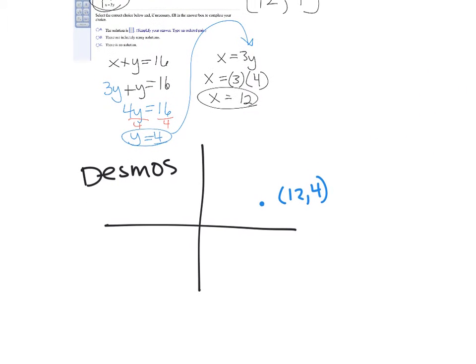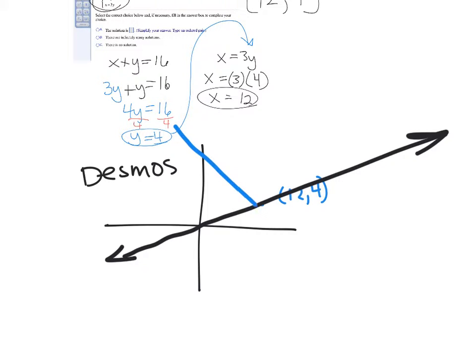Now, one of your lines, oh golly, what is it going to look like? The slope is 1/3. It's going to look like this, going like this. And then the other line is going to look something like this. And then you can see their intersection is right there at (12, 4).